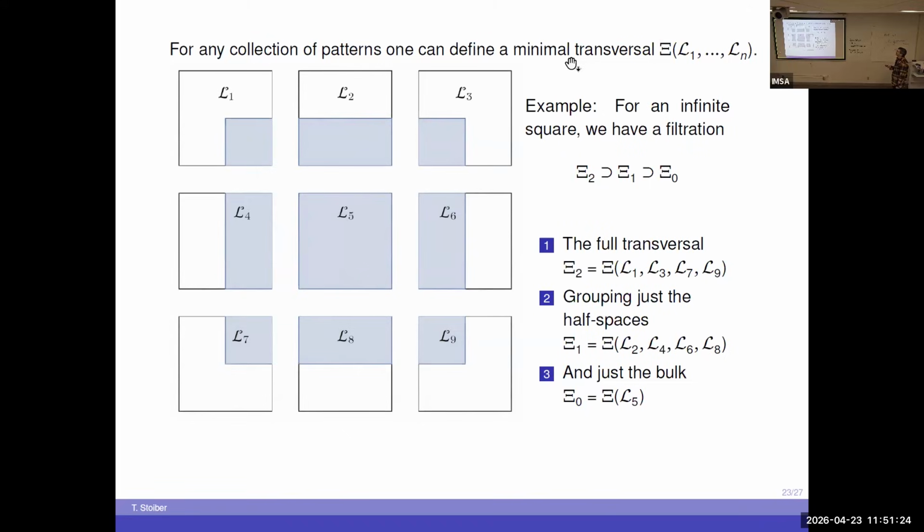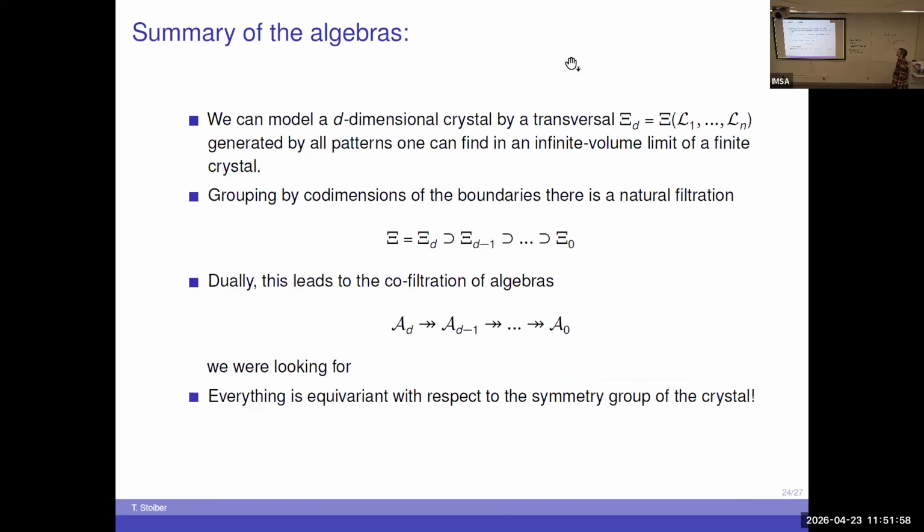And then the magic is that this gives us a filtration of unit spaces and respectively transversals. We can filter our sets of patterns by grouping them by different dimensions of boundaries. Like we can make an algebra which has just the half space, we can make an algebra which has just the corners, and so on. And this gives exactly this ideal structure that I had earlier when we were discussing this cofiltration of algebras.